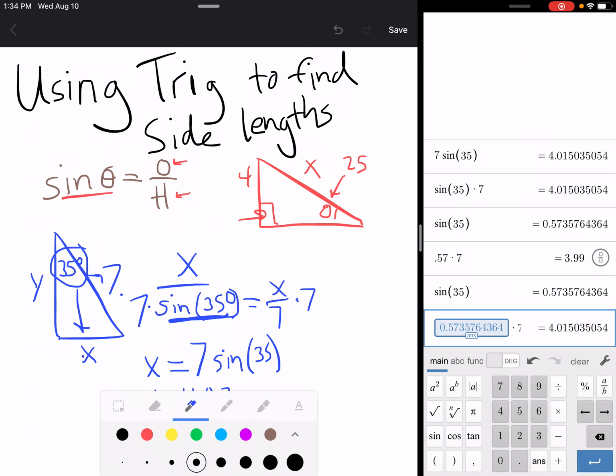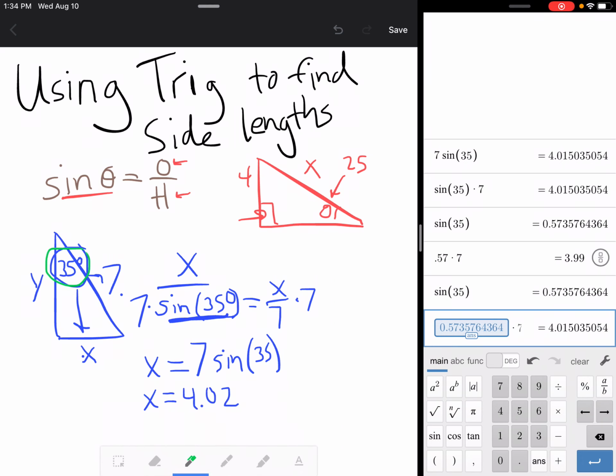Now let's say we want to find y. How would we do that? Well, again, I'm going to look at my triangle from this perspective, and I see adjacent and hypotenuse.